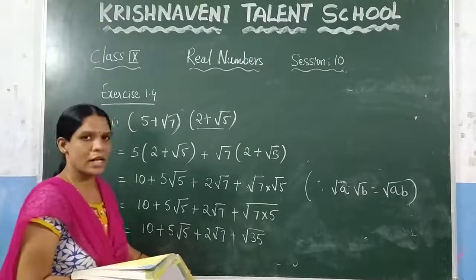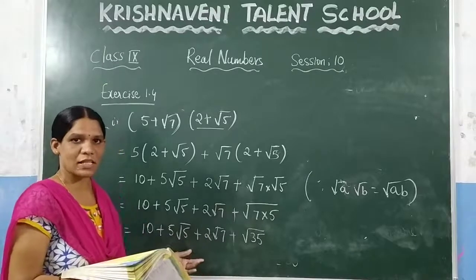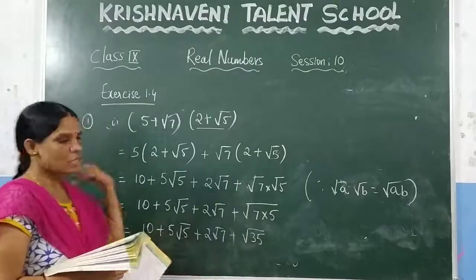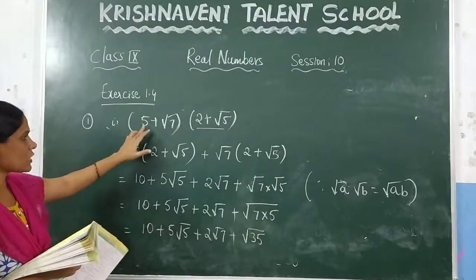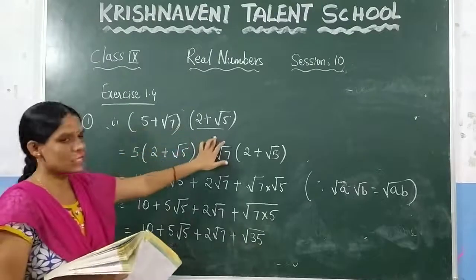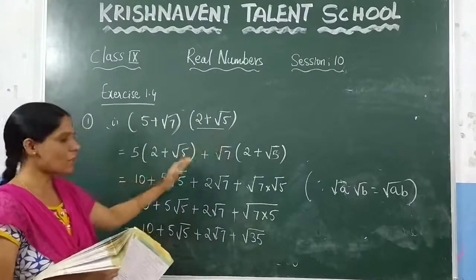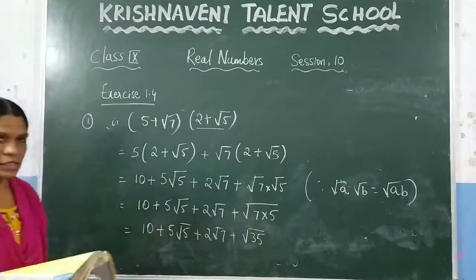After this we cannot calculate further, because here the root values are different. If the root values are the same we can add. Since here the root values are different, up to this you can leave it. This is the simplification of this problem. How do you solve? Just in the first step you need to multiply 5 with this term, and after that with root 7 you need to multiply this term, and after that doing the calculation you will get the answer. Now see the next question.